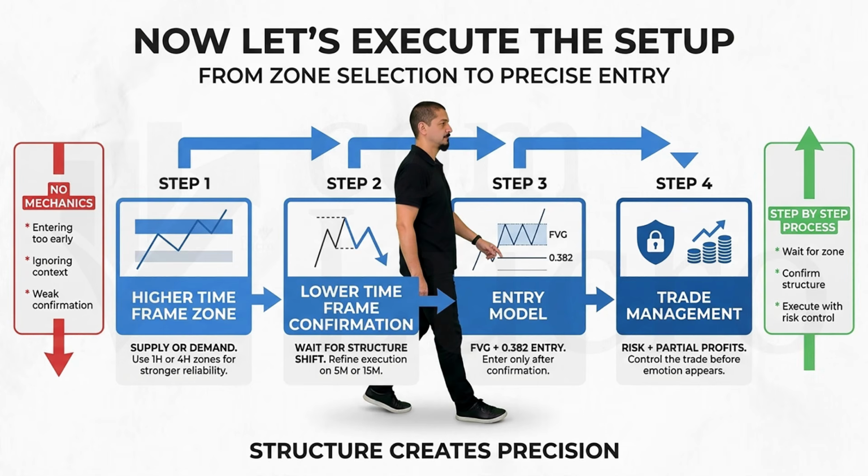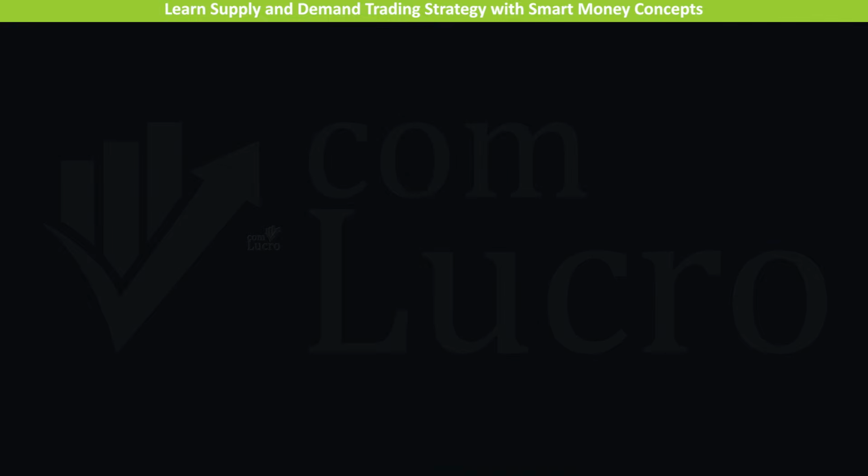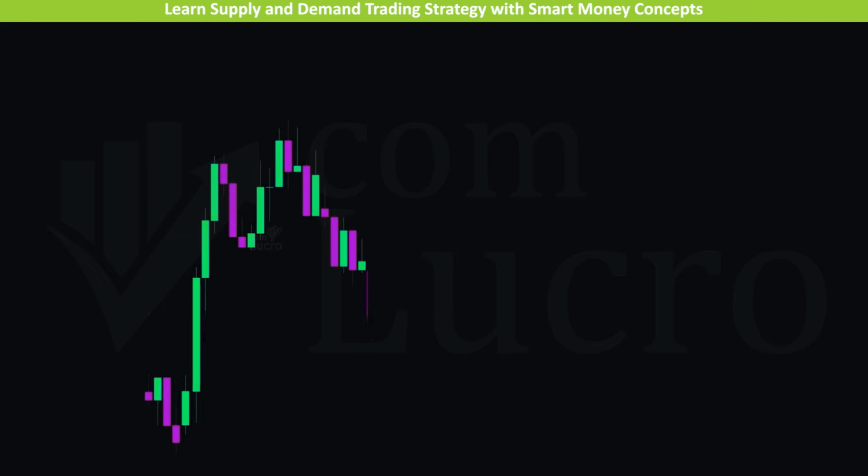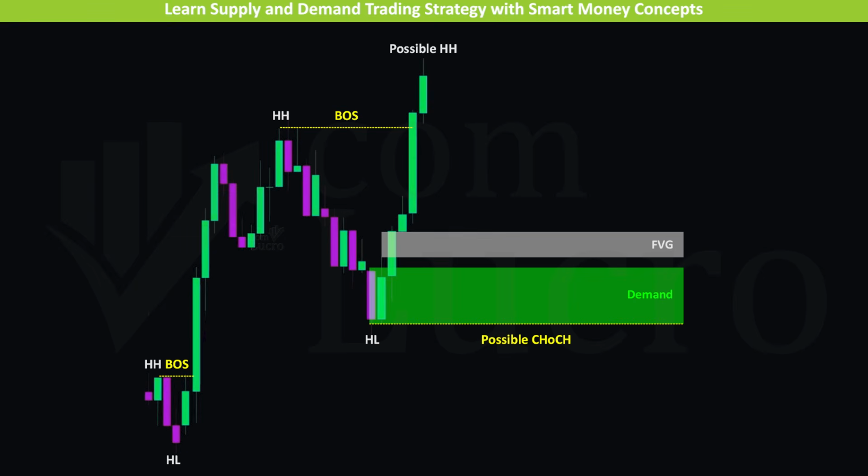With that in mind, let us now go into the mechanics of this setup and walk through how trades are executed step by step. In a bullish environment, the first requirement is to confirm that the market is trending higher and that buyers remain in control. This confirmation comes from identifying at least 2 consecutive bullish breaks of structure. Once this condition is met, focus on the most recent bullish break of structure.